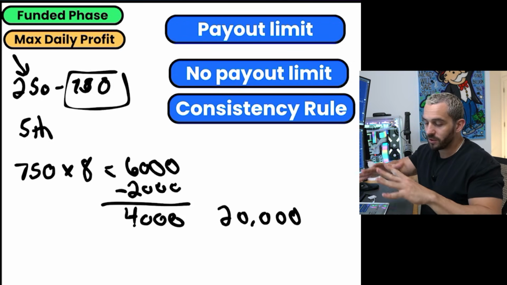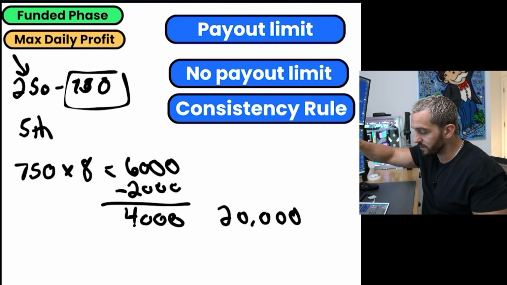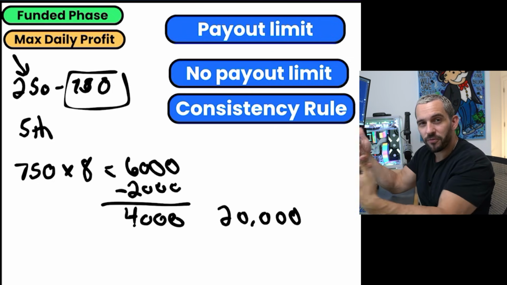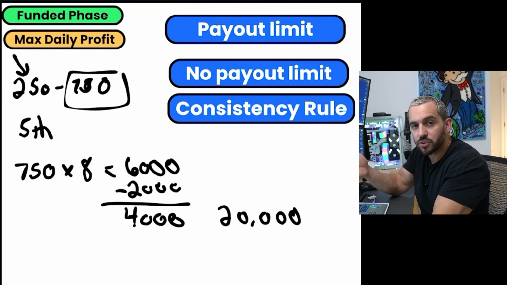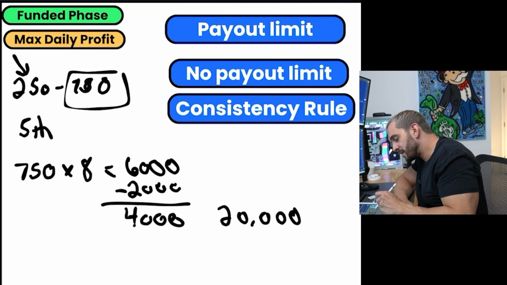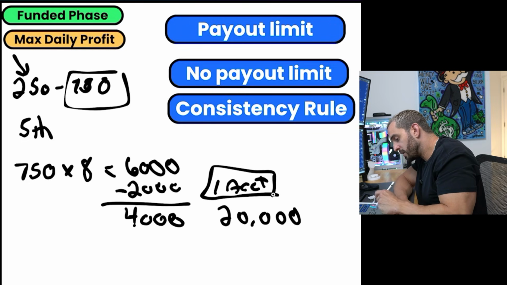So this is assuming you have the $750 a day, you're maxing out the payouts. So you're now sitting at $20,000 extra in your account. And after the 5th payout, you can now start withdrawing more. So whatever it is that you choose to do. Now what's crazy is that this is for one account. I'm doing math for one account.